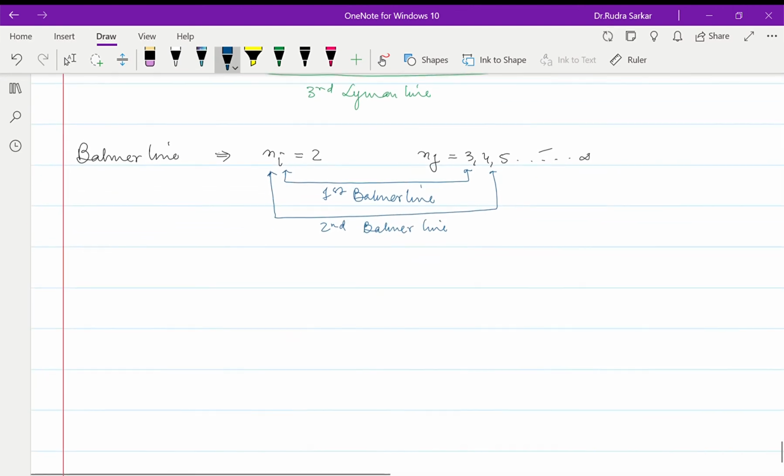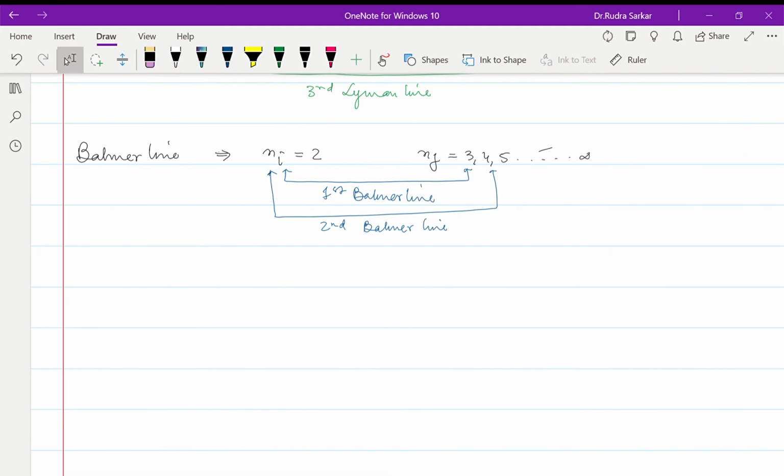Okay. Then I am saying something called Paschen series. Okay. It's better to say lines. So यहाँ पे ni क्या होगा? कुछ idea? lines.